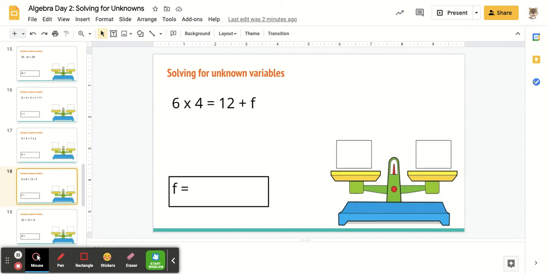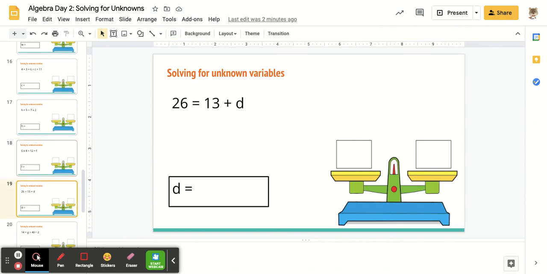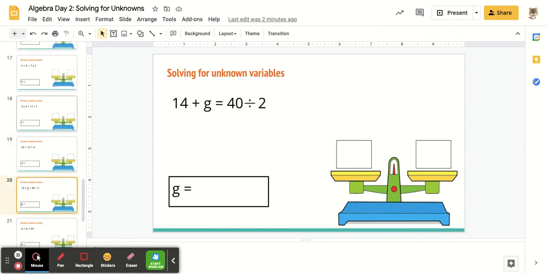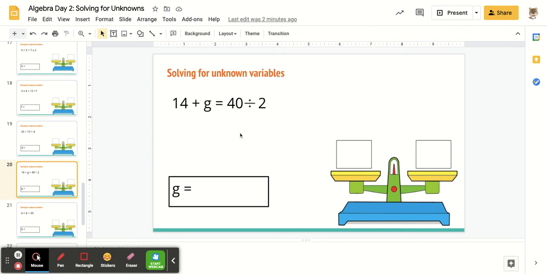So that's the multiplication one, and another multiplication one here for you to solve. Back to addition, and in this case we have division. 40 divided by 2, so 40 divided into 2 parts equals what? And then how do we make this side equal that side? So 14 plus what is the same as 40 divided by 2. So you're solving for G.